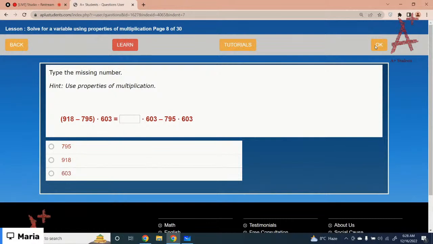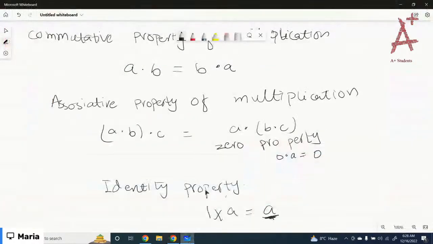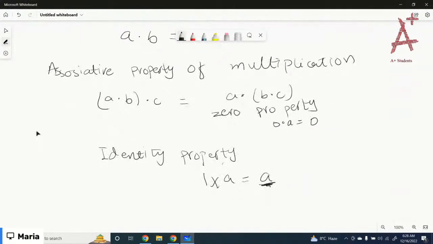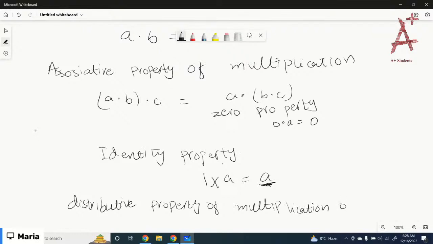Okay, type the missing number. That is the distributive property. Got it? Let me just explain. That is the distributive property of multiplication over addition and subtraction. Distributive property of multiplication over subtraction. Okay, it looks like this.